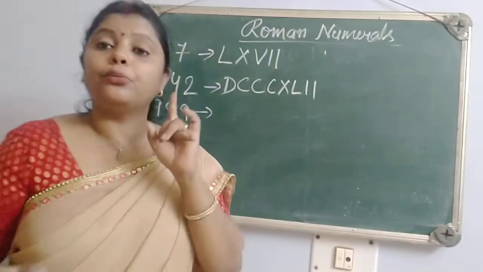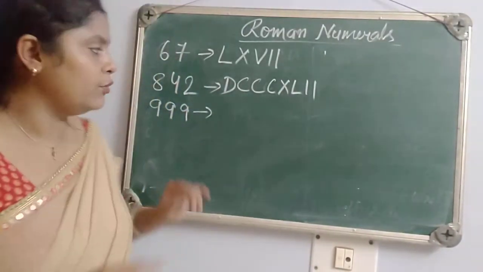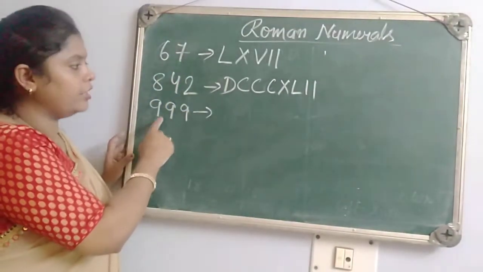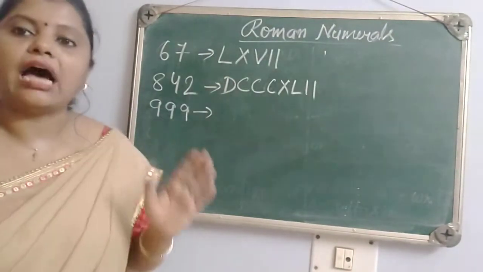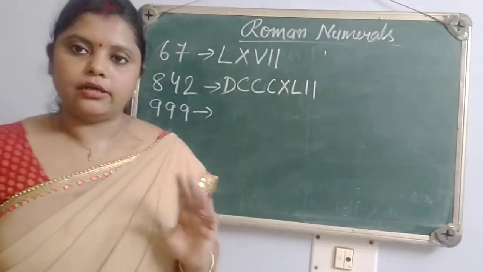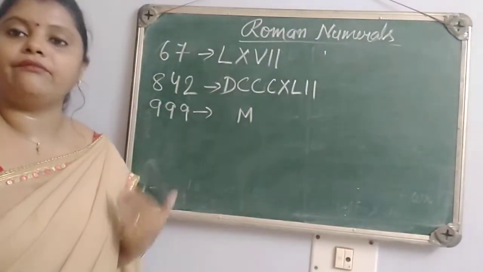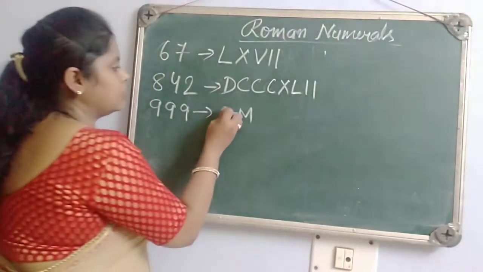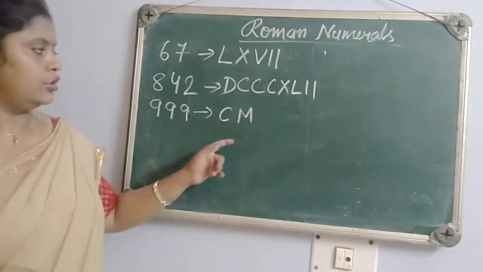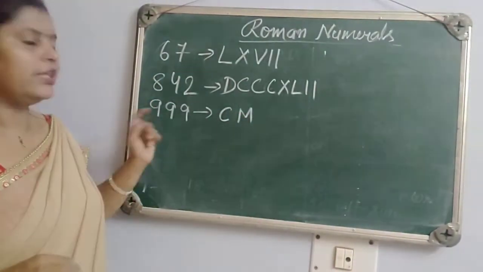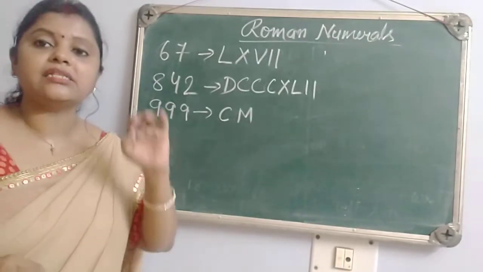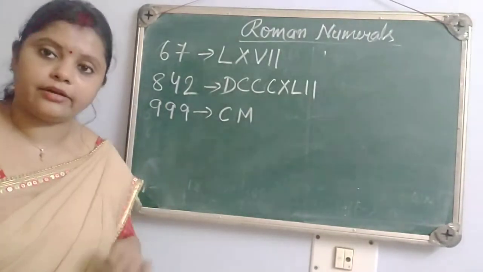I told you, you break the numbers. So what will you do? First you will write for 900. So 900 means 1000 minus 100. So this is for 1000 and from that we have to subtract 100. So this is the symbol of 100. So this is 900. Then for 90, 90 means 100 minus 10.